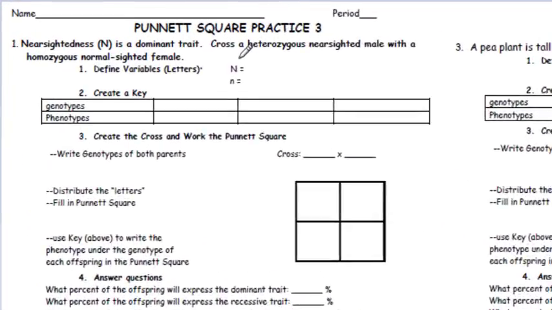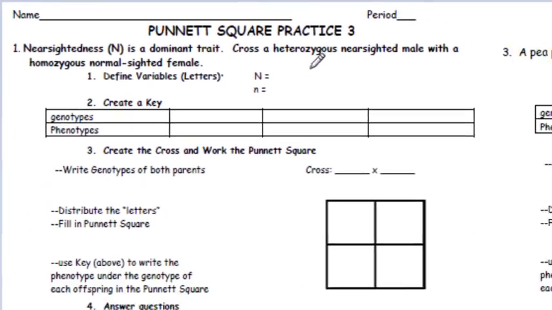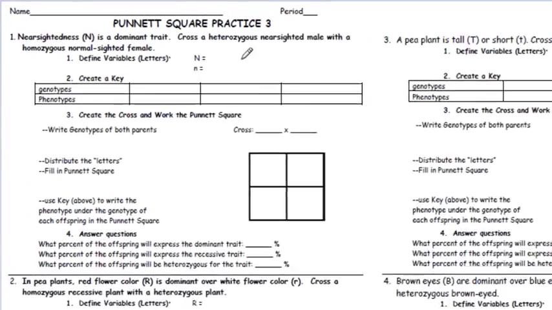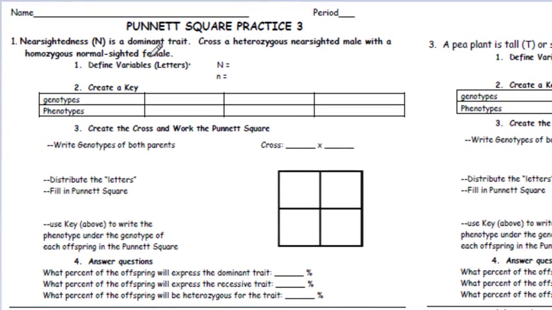We are going to begin Punnett Square Practice 3, question number 1. We're looking at nearsightedness, and it says here nearsightedness is a dominant trait, and we're going to cross a heterozygous nearsighted male with a homozygous normal-sighted female. So it's a dominant trait, so we're going to say right here, near.